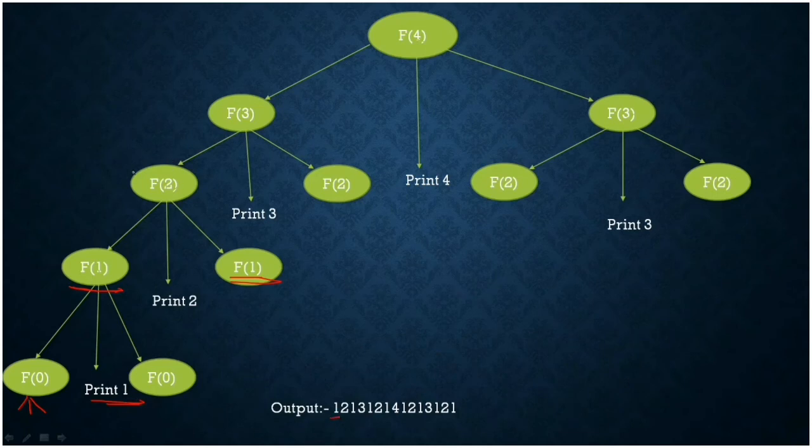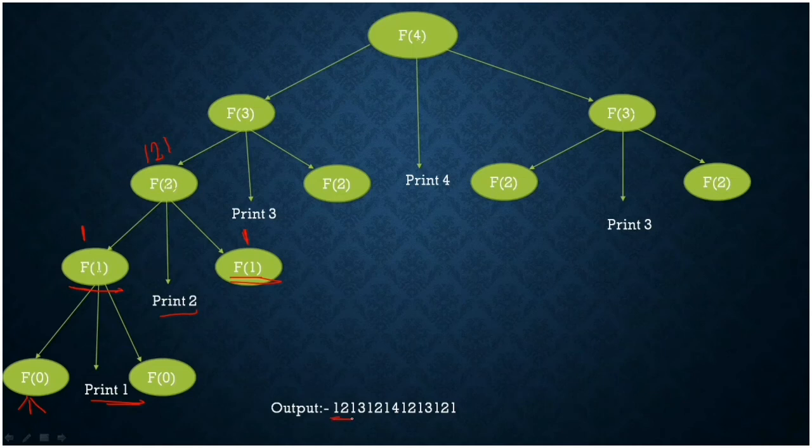After f of 1, f of 2. So what is f of 2 giving? f of 1, print 2, f of 1. So what is f of 1? 1. So 1 will be printed here, 2 will be printed, and again 1 will be printed. So f of 2 is 1, 2, 1. So first f of 1 is printed, that is 1. Then f of 2 will be printed, that is 1, 2, 1.